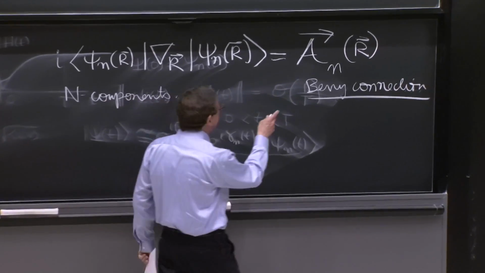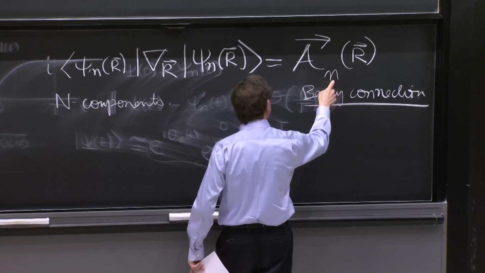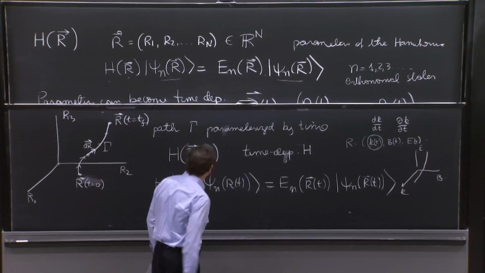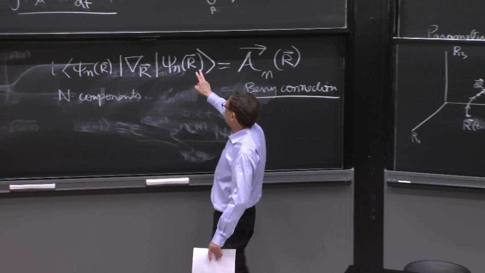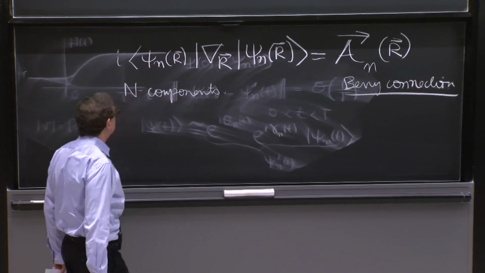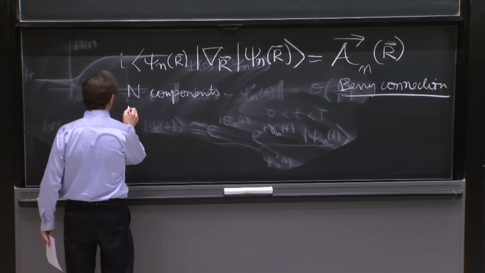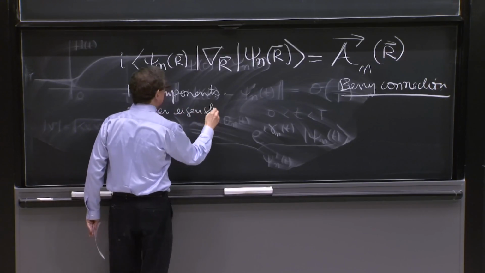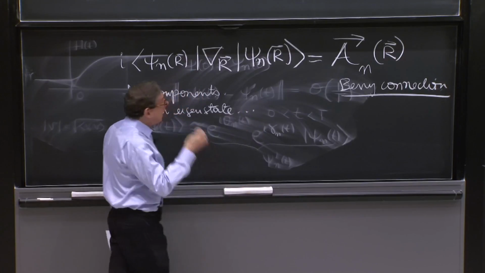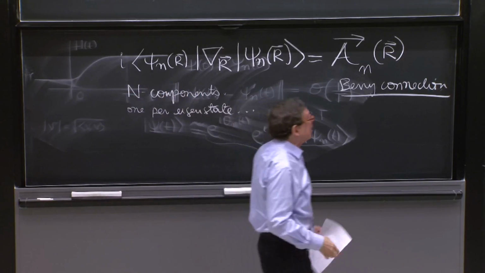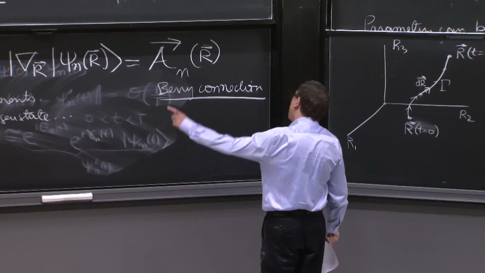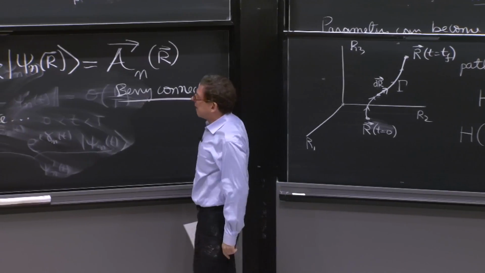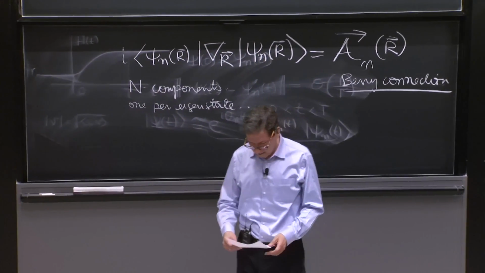And there's one Berry connection for every eigenstate of your system. Because we fixed some n and we got a connection, and we're going to get different connections for different n's. So N components, one per eigenstate. And they live all over the configuration space. You can ask, what is the value of the Berry connection at this point? And there's an answer. At every point, this connection exists.